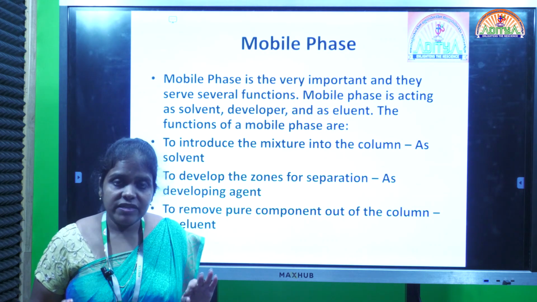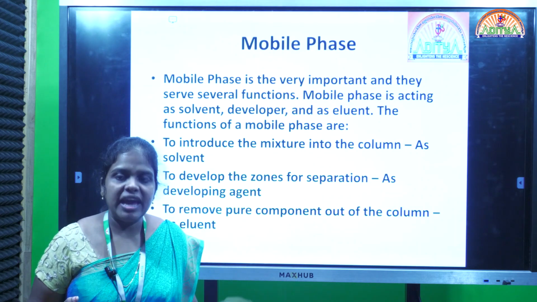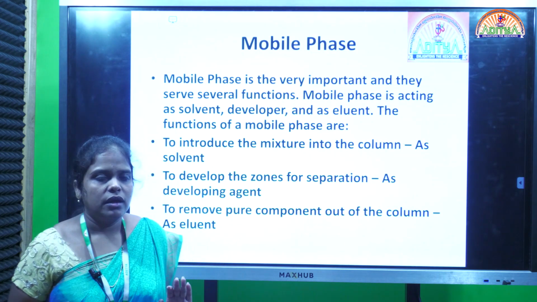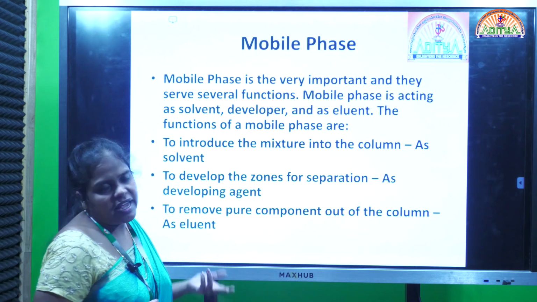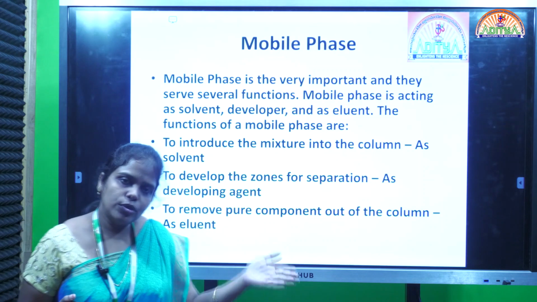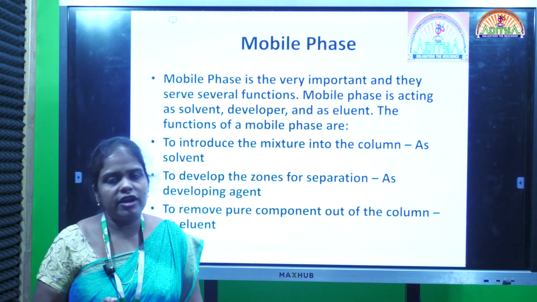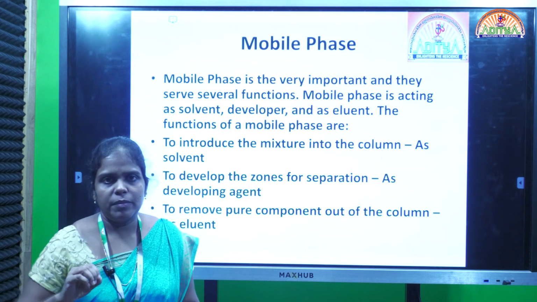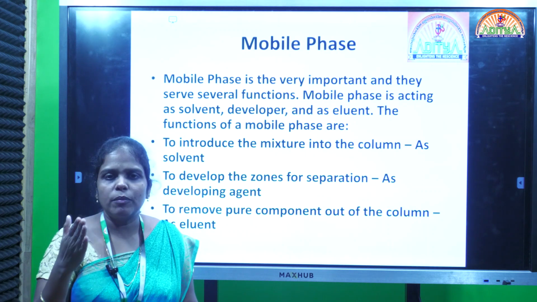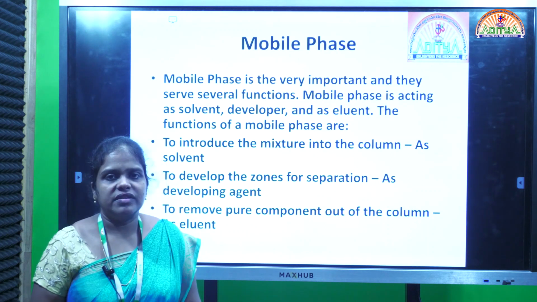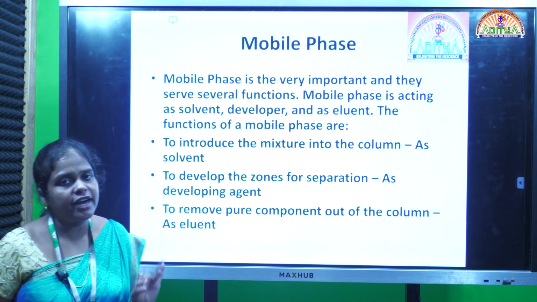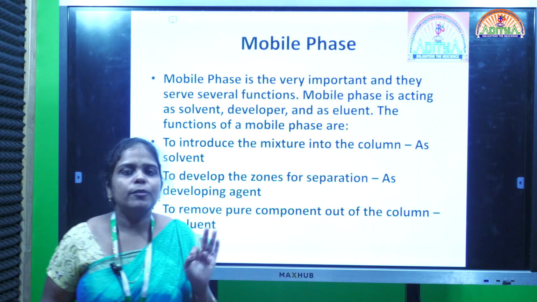That means the mobile phase should separate the components by making them elute along with it. That means it makes elution of the components. That's why it acts as a developing agent. And also, mainly, it should act as a means for separation of the pure component from the mobile phase. Already I told you, the sample will elute along with the mobile phase. Finally, that eluted compound should get separated from the mobile phase. So the 3 functions of the mobile phase are: it should act as a solvent, it should act as a developing agent, and also it should act as a separator of the pure component.